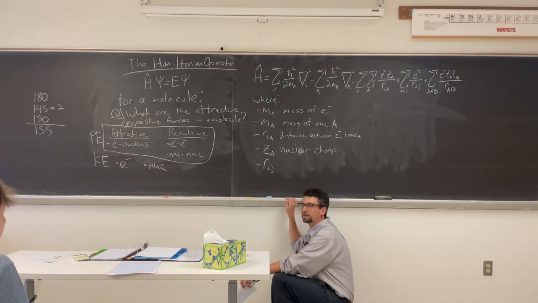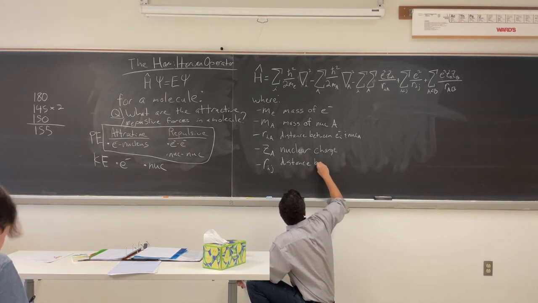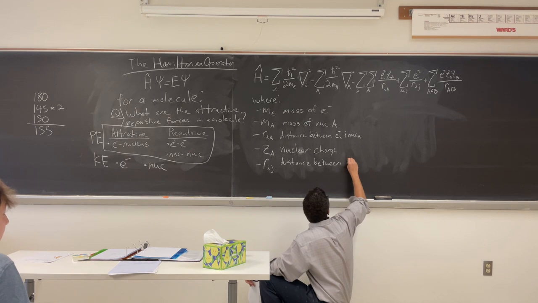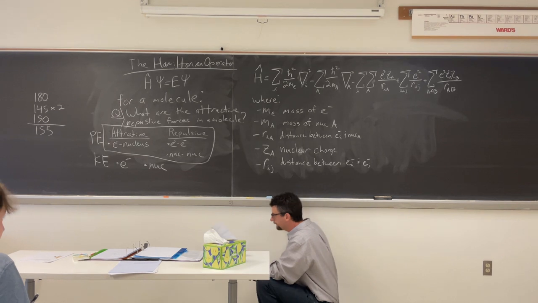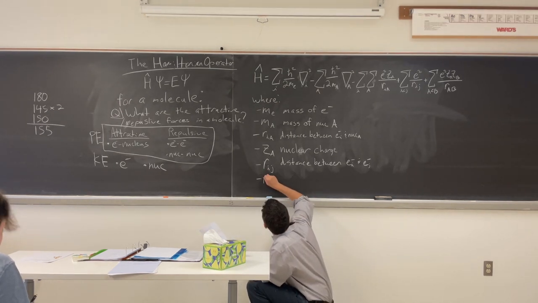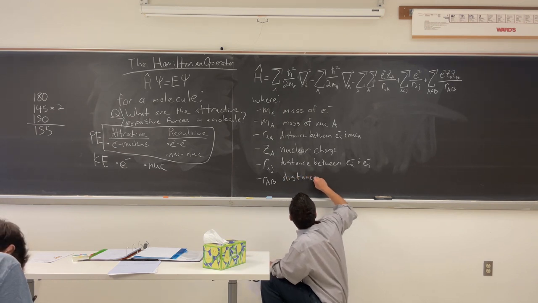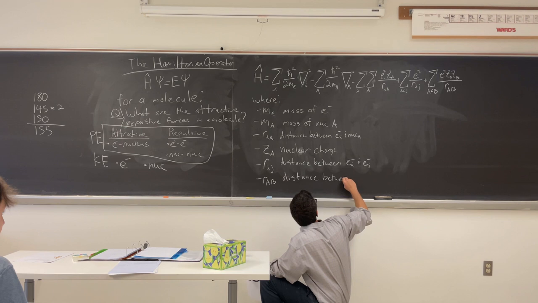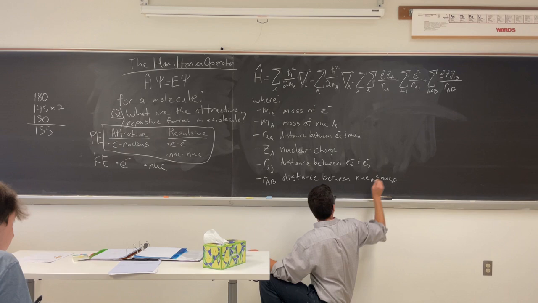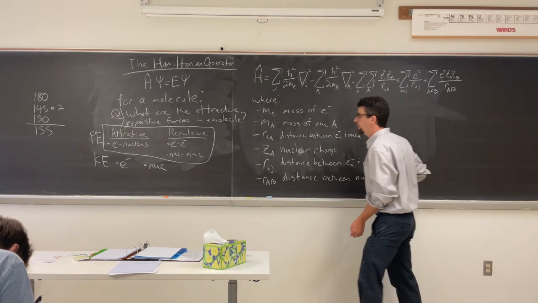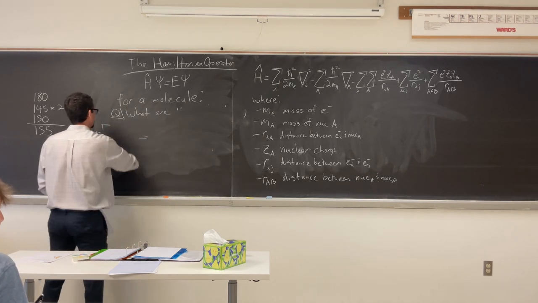R sub ij, what's that? Yep, you got it. Electron i and electron j. Then R sub AB is again another distance between what? Yep. Okay. Joe, you asked this question, and I don't think you're the only one who doesn't know.